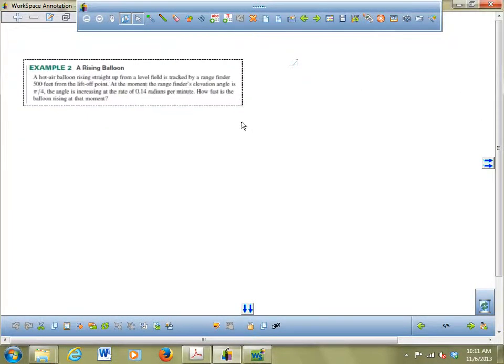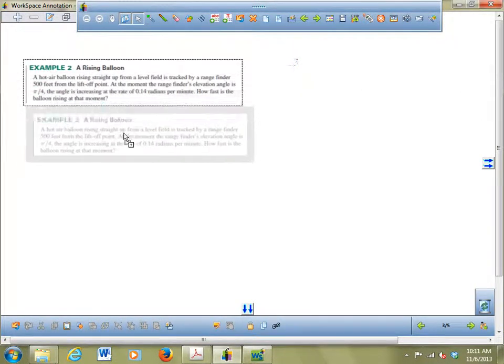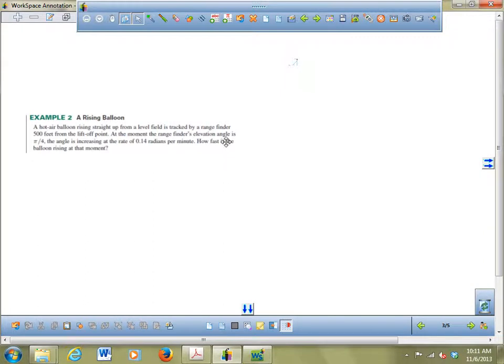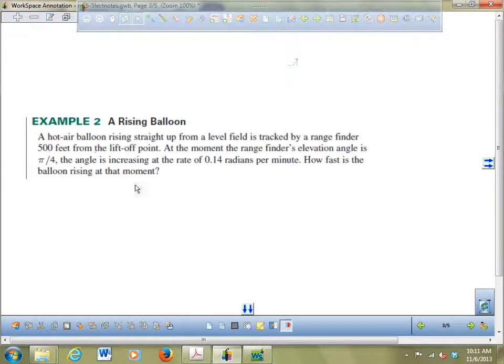All right. So I'm going to drag this down here. So you have a rising balloon. And I stole these from the book. It's okay. I can steal things from the book, right? So a hot air balloon rising straight up from a level field is tracked by a rangefinder 500 feet from the liftoff point. At the moment, the rangefinder's elevation angle is pi/4. The angle is increasing at a rate of 0.14 radian per minute. How fast is the balloon rising at the moment?